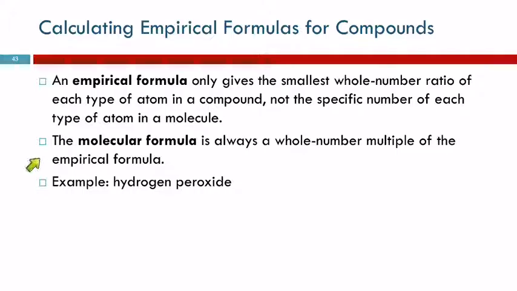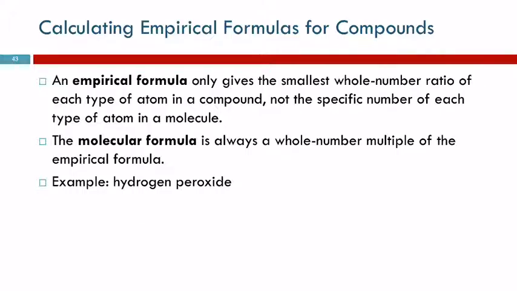The molecular formula tells us how many atoms of each element are in one molecule. The molecular formula is probably more useful than the empirical formula, but the empirical formula is what we get from experimental data. The molecular formula is always going to be some whole number multiple of the empirical formula. So let's look at an example, hydrogen peroxide.